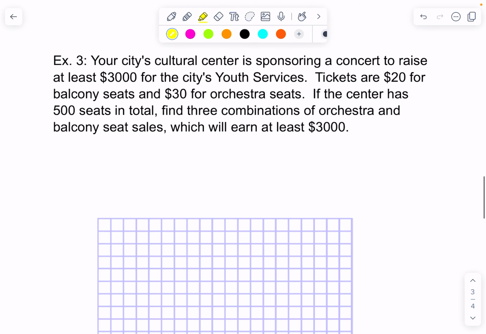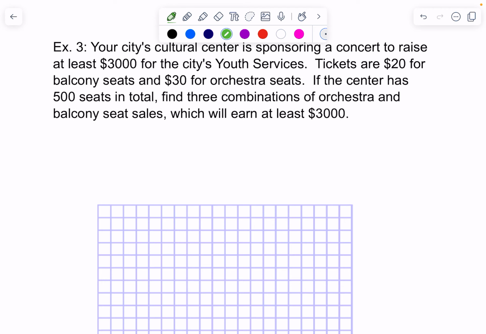All right, your city's cultural center is sponsoring a concert to raise at least $3,000 for the city's youth services. Tickets are $20 for balcony seats and $30 for orchestra seats. If the center has 500 seats in total, find 3 combinations of orchestra and balcony seat sales which will earn at least $3,000. Okay, so we have 2 different things going on here.